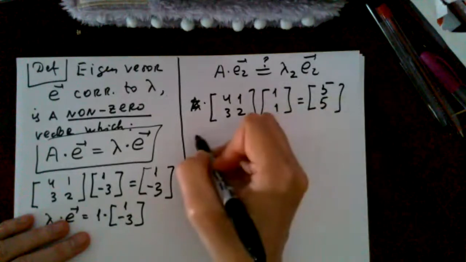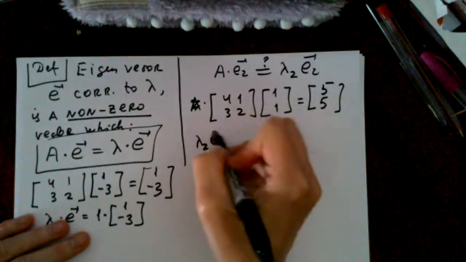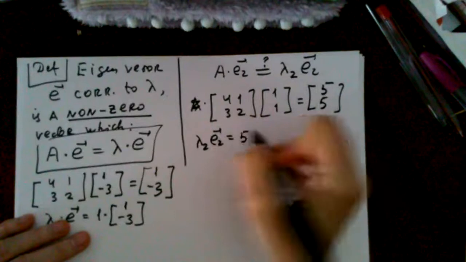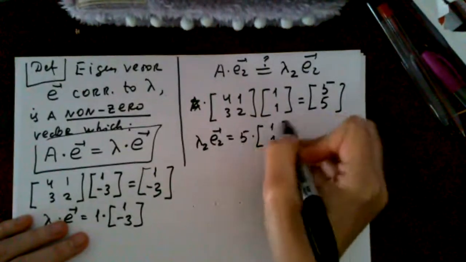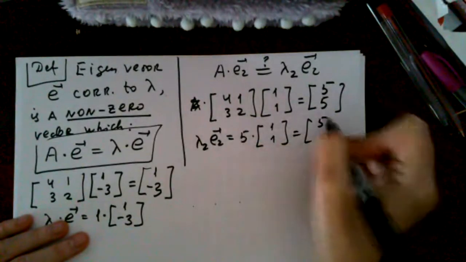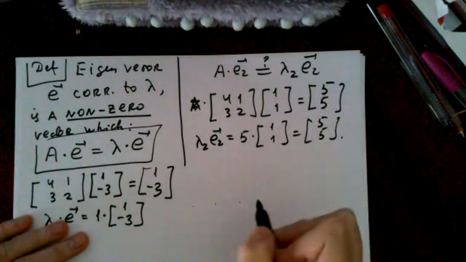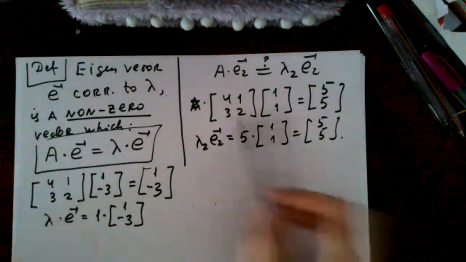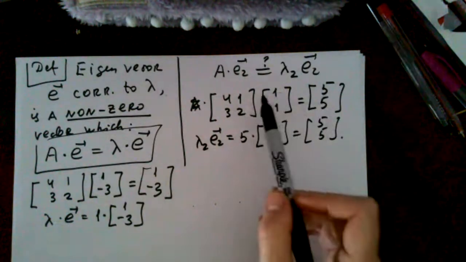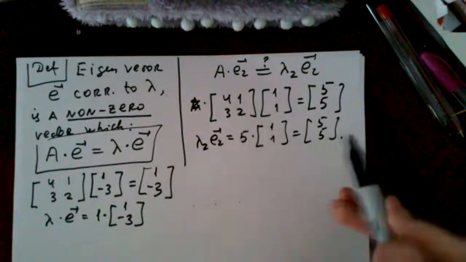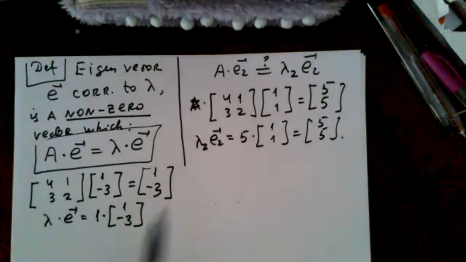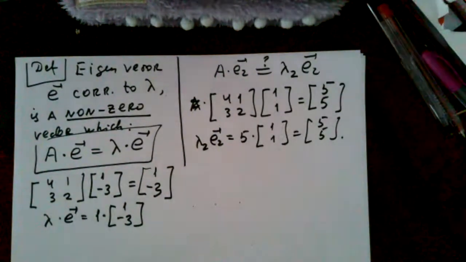What about the right-hand side? So lambda 2 times E2. Our lambda 2 is equal to 5, and our vector is 1, 1. As you can see, we obtain the same result. It's a very good sign. It means that we can relax. Our eigenvectors and eigenvalues are absolutely correct. So this is the technique how you could have checked your result.